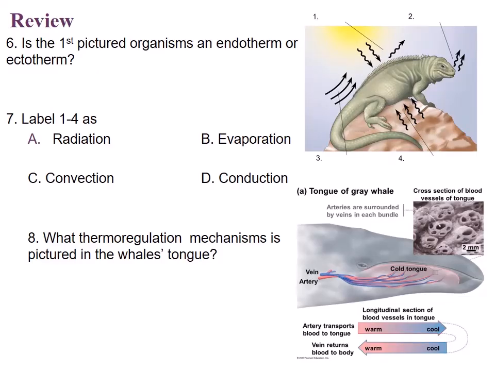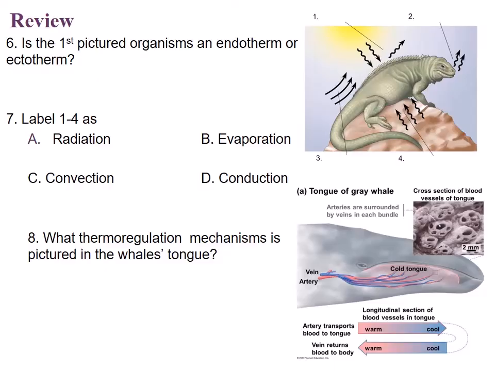So let's review. Is this organism likely to be an endotherm or an ectotherm? It is an ectotherm. And then let's label 1 through 4 as either radiation, convection, evaporation, or conduction. So go ahead and pause it if you want to.